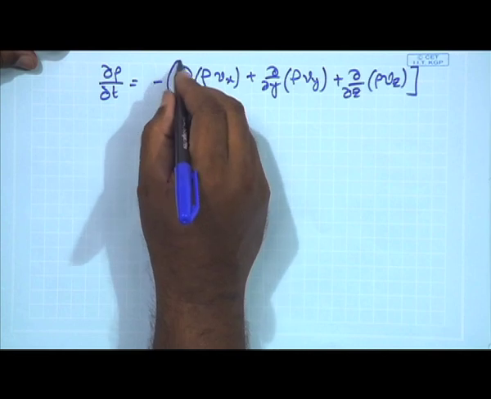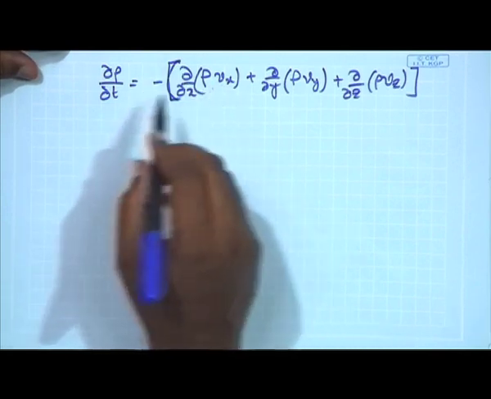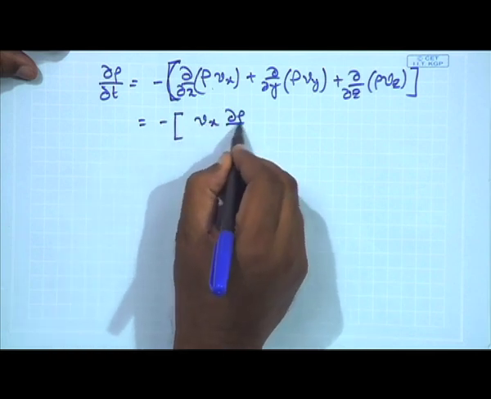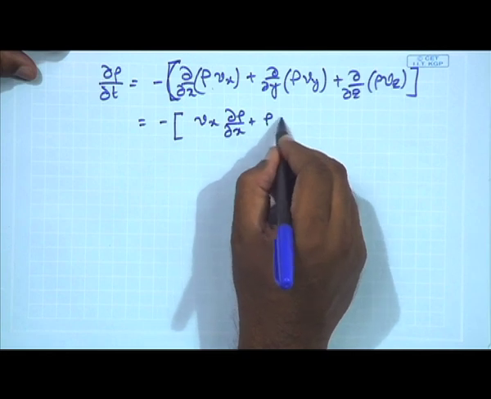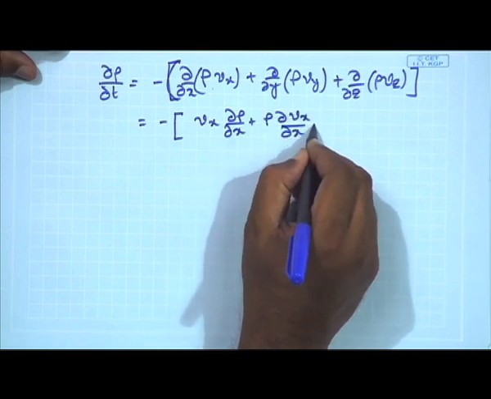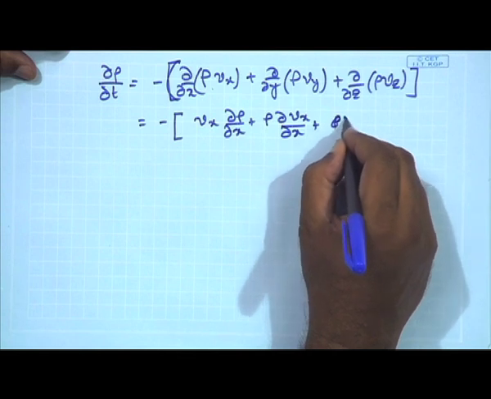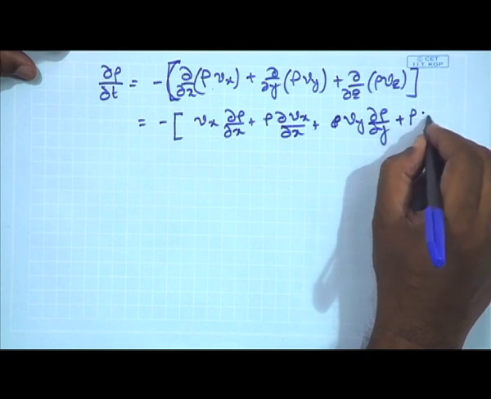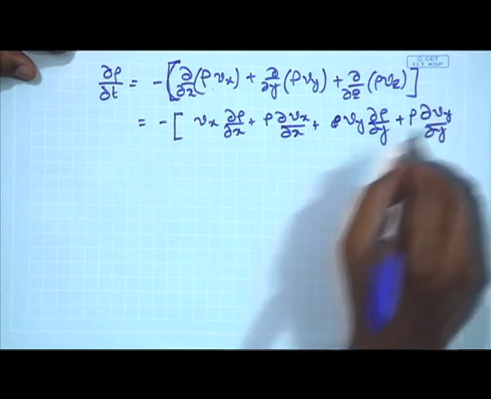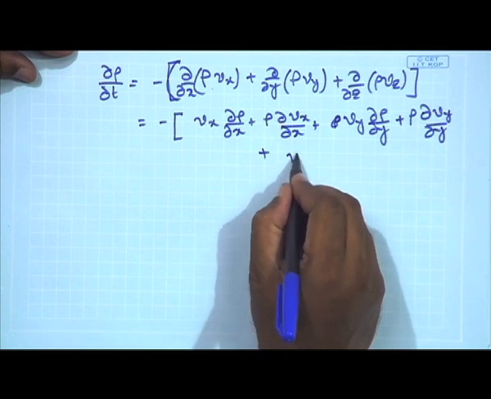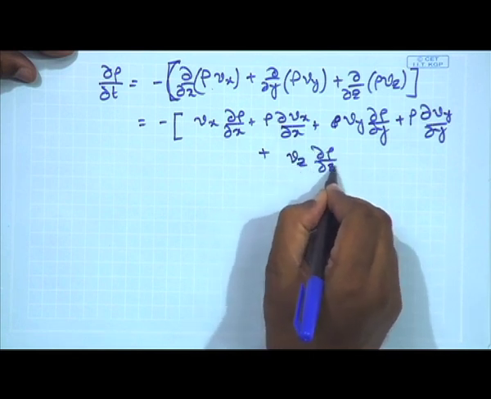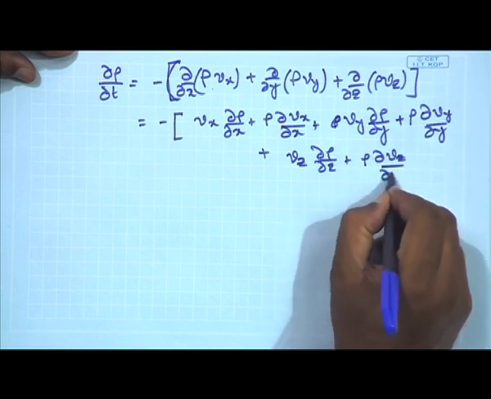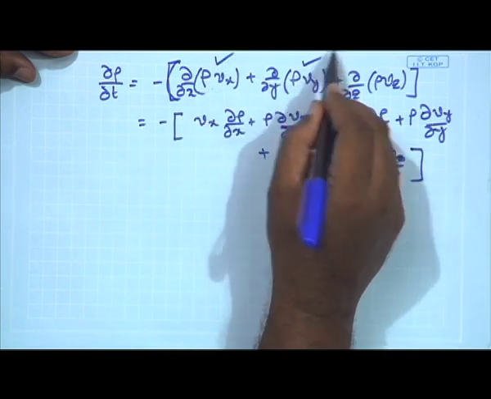So, this was the equation of continuity, and then I can simply express it as Vx times del rho del x plus rho times del Vx del x. Similarly, for this, Vy times del rho del y plus rho times del Vy del y, plus Vz times del rho del z plus rho times del Vz del z, simply by expanding the derivatives.